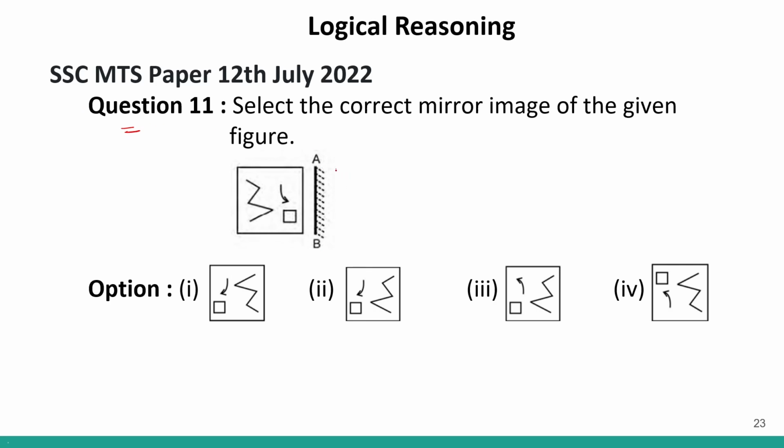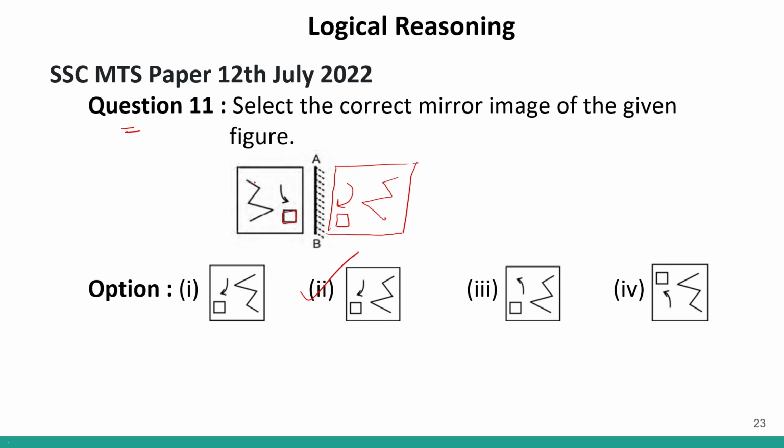So mirror is placed over here. First thing, square will come as it is. Then this tiny square will come over here. And this particular arrow will come like this. Okay. And this particular image will be something like this. Okay. And this is given in option number 2. So option number 2 will be the correct answer.